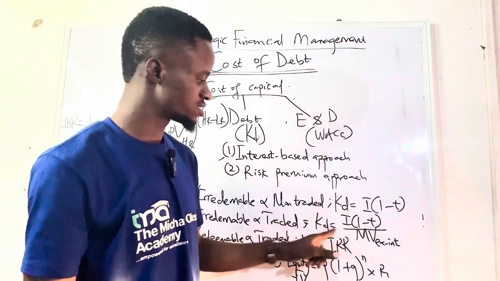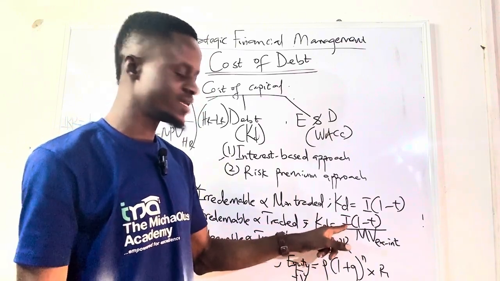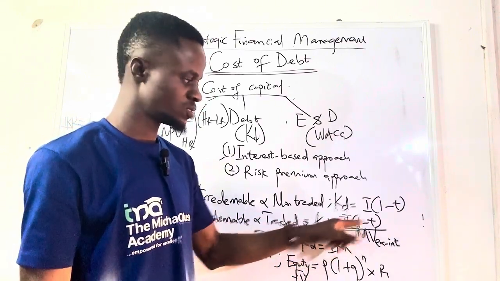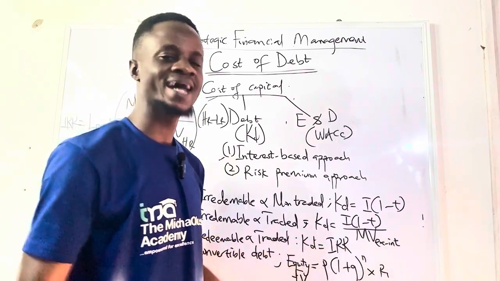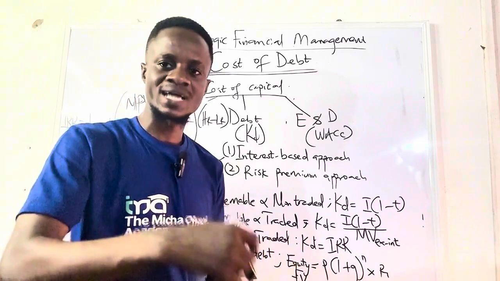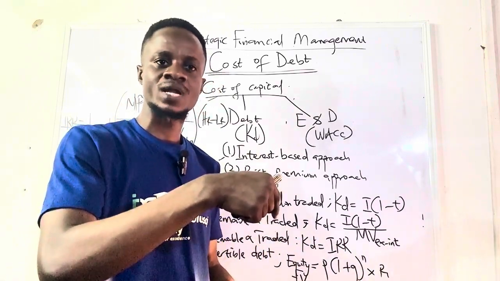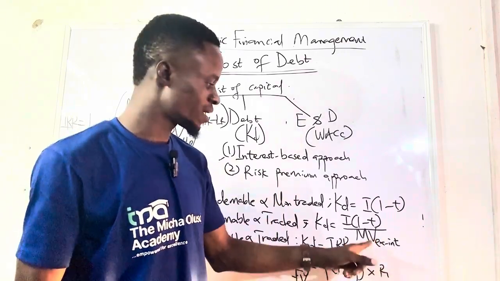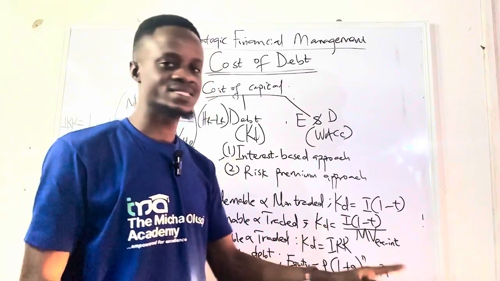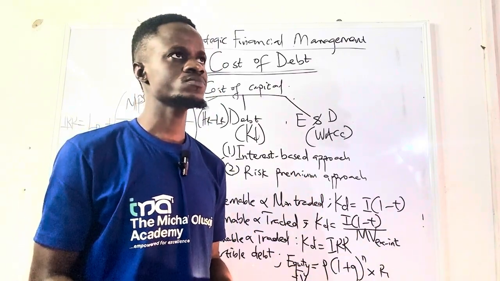So this is KD, right, equal to interest, that is the interest, removing the tax, all over MV. MV is like an outflow, the trading amount, the amount of money or the cost that you bought that particular bond or debenture. That is the market value. So market value is an outflow, while interest is an inflow. So it makes sense.